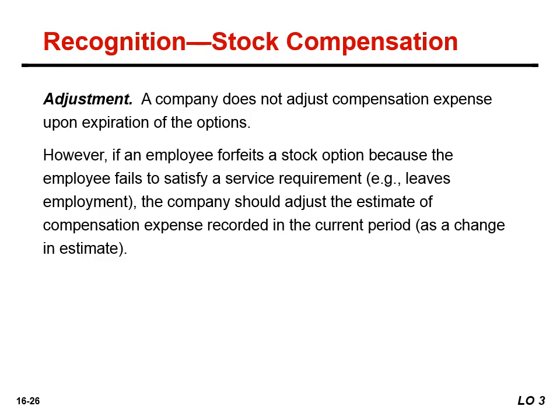Now, if an employee forfeits a stock option because they fail to satisfy the service requirement, i.e. they quit, the company then adjusts the estimate of the compensation expense recorded in the current period as a change in estimate, but does not go back and change anything in the past. Okay? So even if they don't use a stock option, doesn't matter. You just simply say whatever compensation expense was what it was, I ignore it. It's only if the employee forfeits the option by quitting, basically, that you adjust the compensation expense. And that's only for the current year.